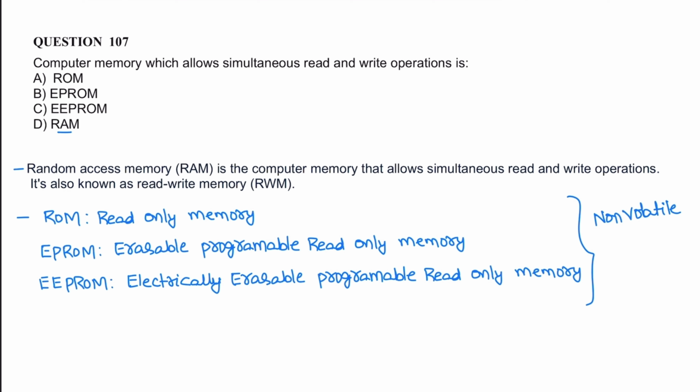Volatile means when the power is switched off, when the computer is switched off, all the data is lost. RAM is volatile, whereas ROM, EPROM, EEPROM are non-volatile memories. Non-volatile means even though power is switched off, the data will not be erased. In case of RAM, if power is switched off, the data will be erased. Therefore, the computer memory which allows simultaneous read and write operations is RAM, also called RWM, read write memory. Next question.